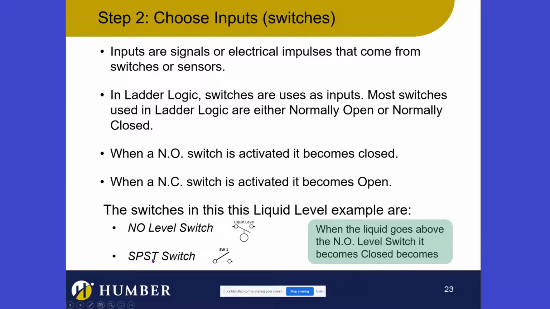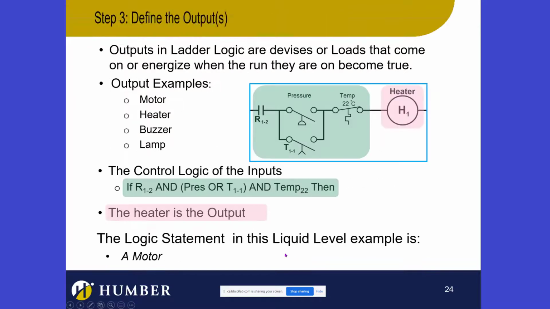Now, the other switch is going to be a simple single pole, single throw switch. I flip it and it becomes closed. So when the liquid goes above the normally open level switch, it becomes closed. Okay. Oh, I got a little special with the word becomes there. So here we go.